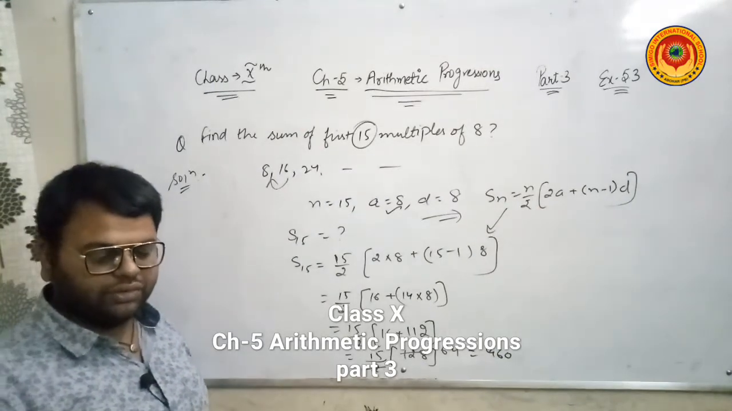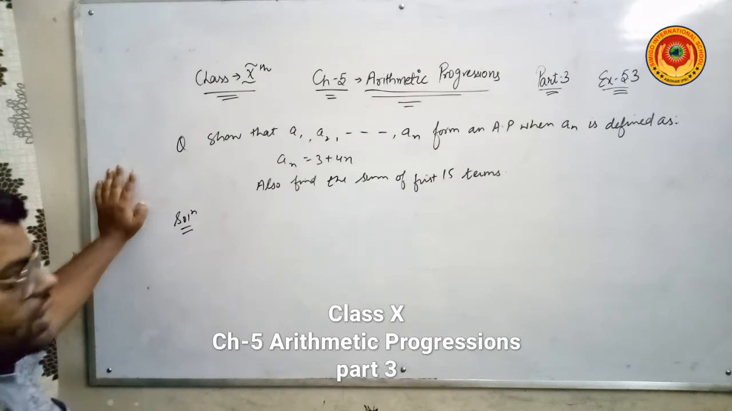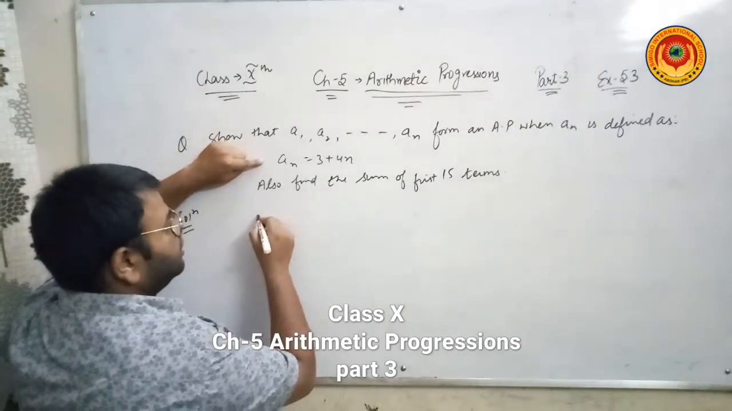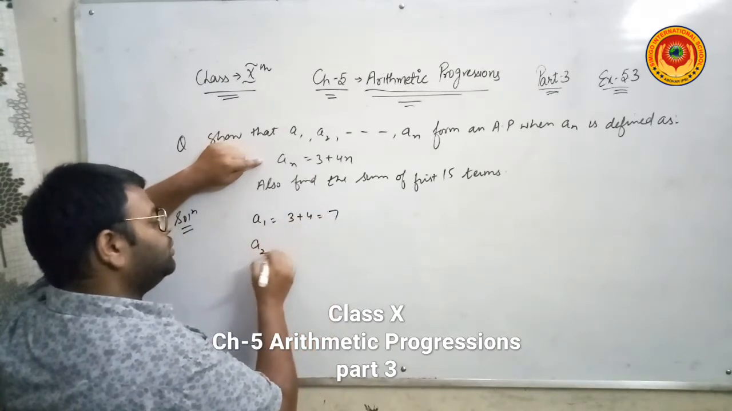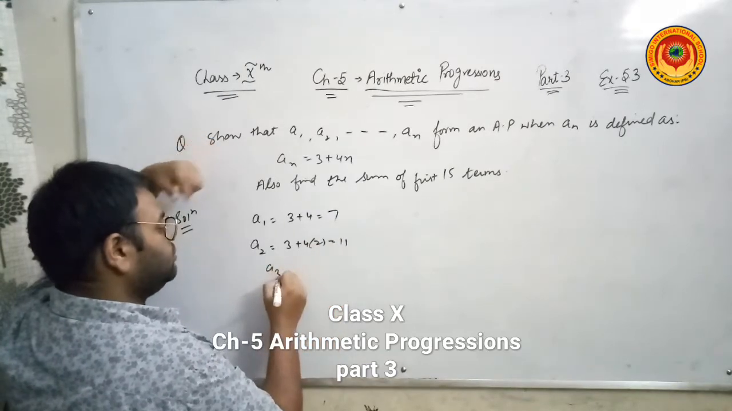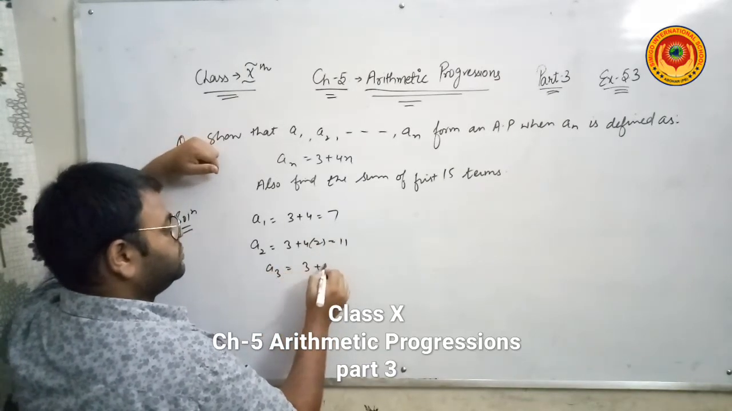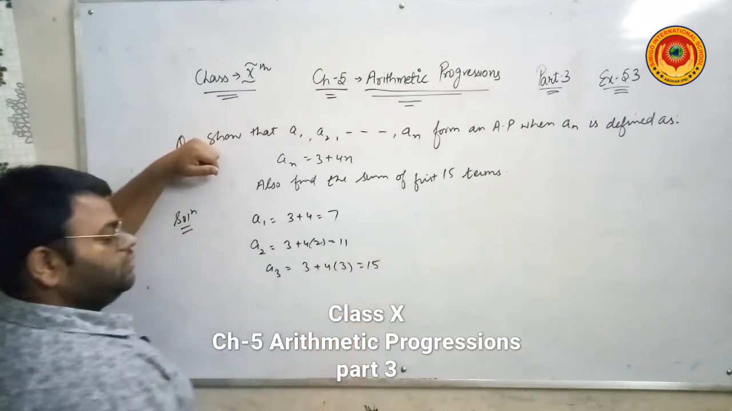Now next question. Question is show that a1, a2 up to so on an form an AP when an is defined as 3 plus 4n, and also find the sum of first 15 terms. First you have to check whether it is an AP or not. Just put n 1. What is here? a1, 3 plus 4, 7. Put n 2, 3 plus 4 into 2, 8 or 3, 11. 4 3s are 12 plus 3, 15.